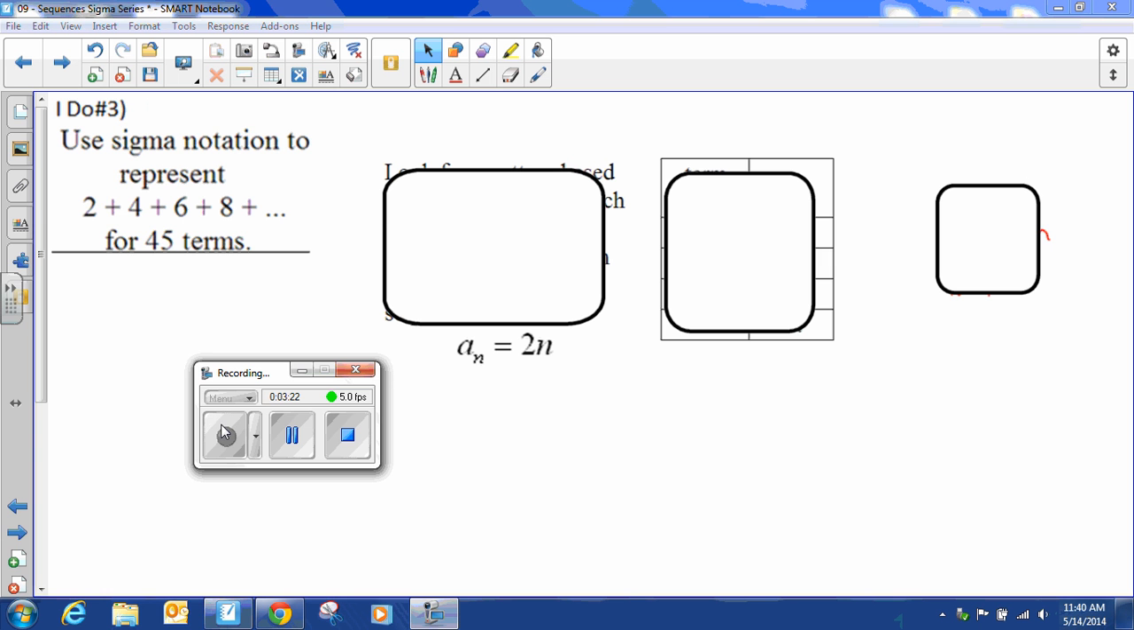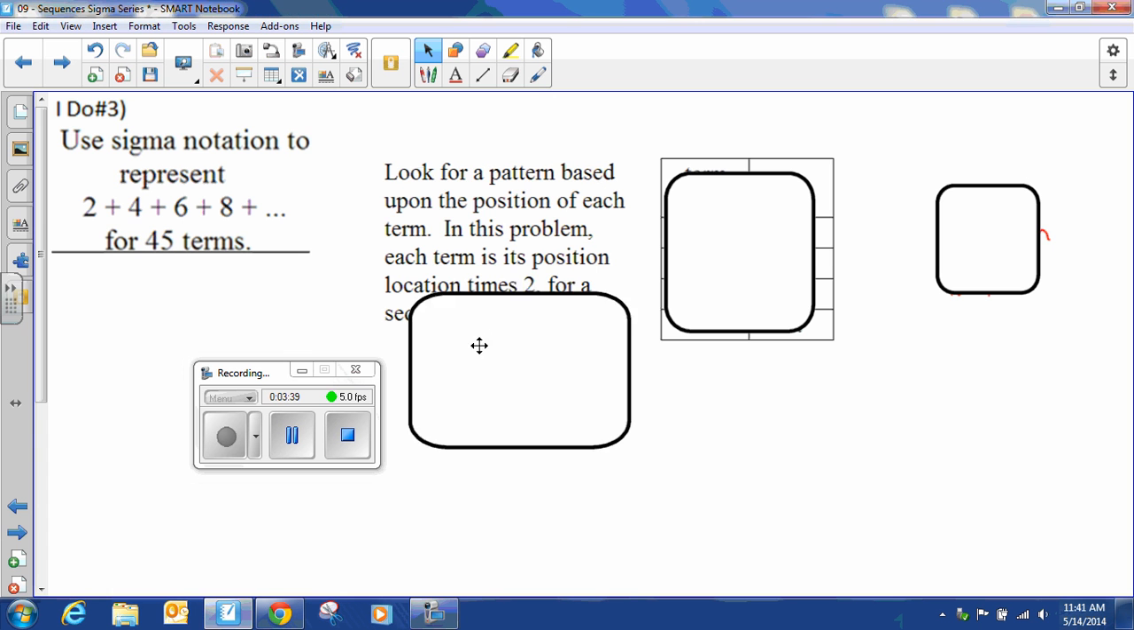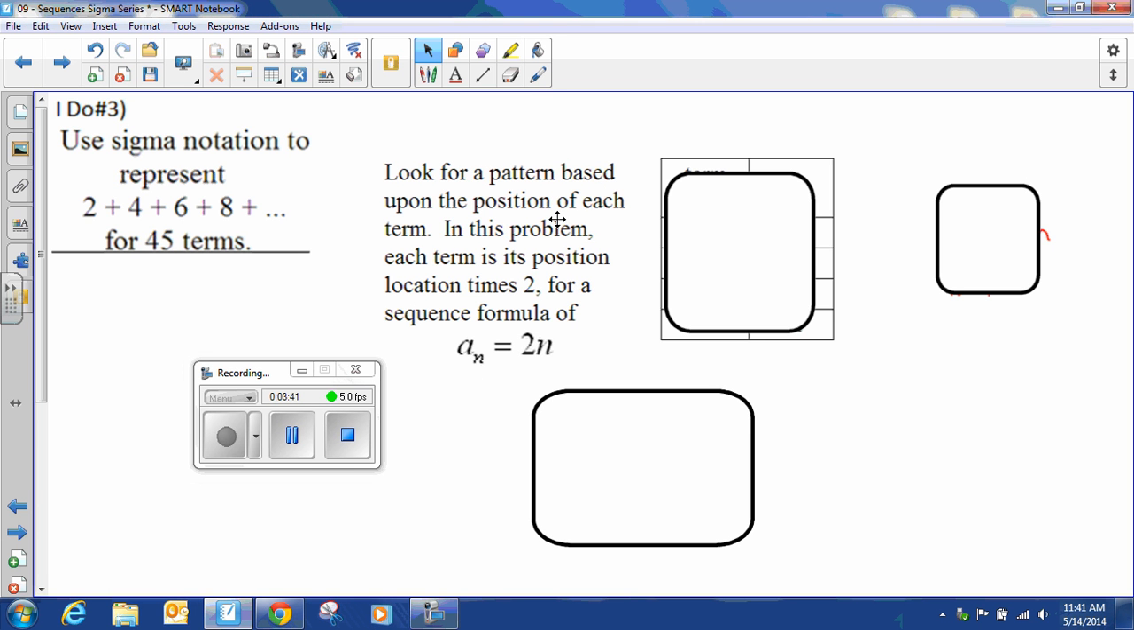Now in example 3, we give you the sequence. Here's an infinite sequence, not infinite, because we know it goes up to 45. We want to add the first 45 terms of the sequence. So we want to look for a pattern based upon the position of each term. In this problem, each term is its position location times 2, for a sequence formula of a sub n equals 2n.